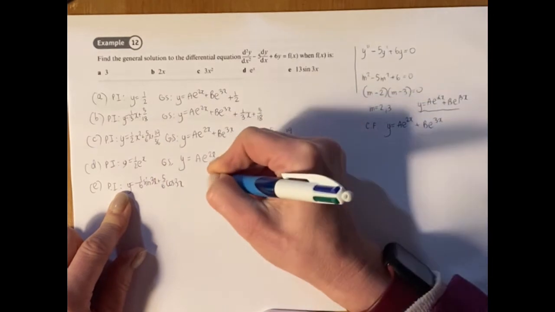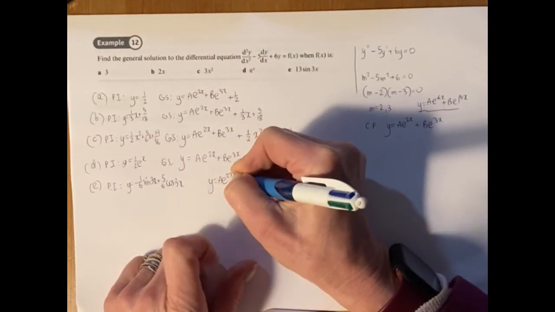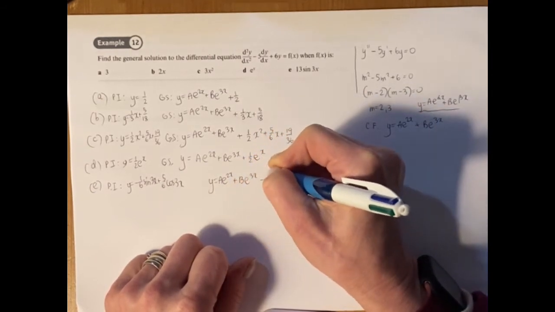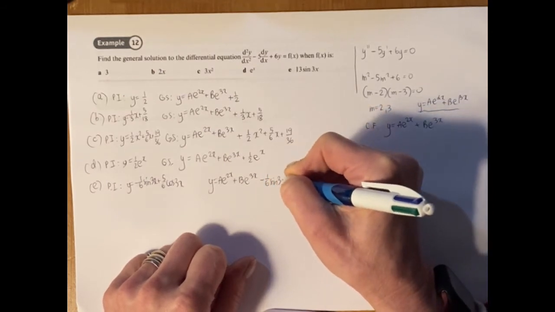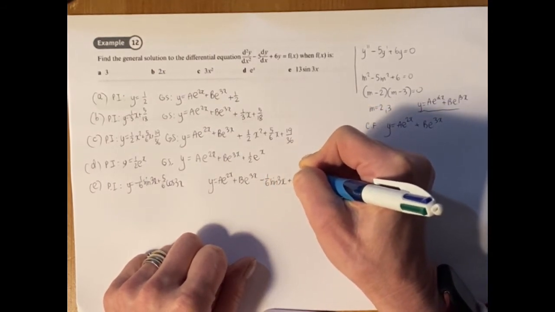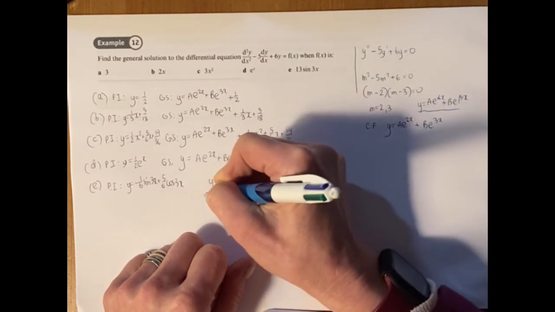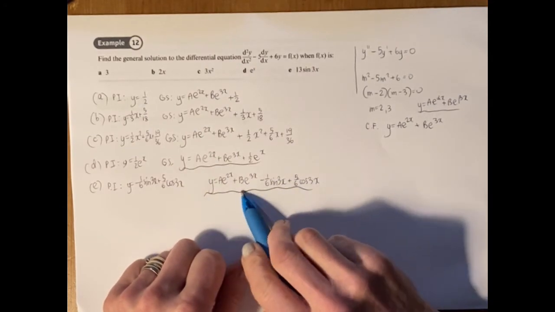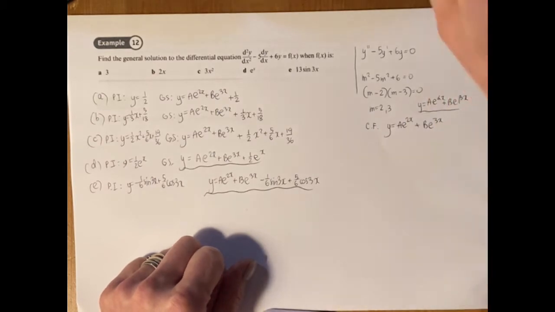That gives us the general solution as a e to the power of 2x plus b e to the power of 3x minus 1/6 sine 3x plus 5/6 cos 3x. So these are what we call general solutions. Still general solution because we don't know the values of a and b yet in this particular instance.